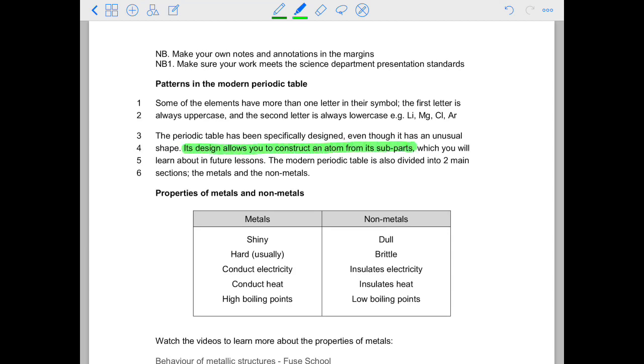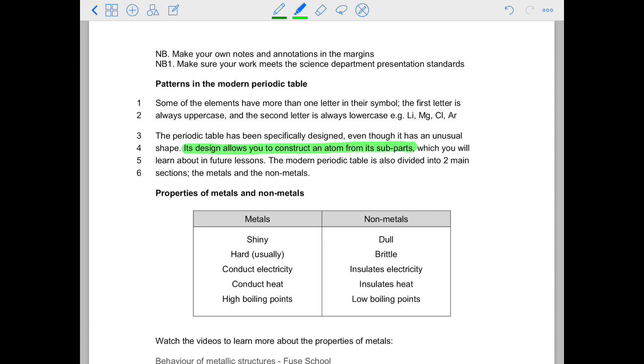So an atom itself is actually made up of slightly smaller things, protons, electrons, neutrons, which we will learn more about in future lessons. But the shape of it lets you see, oh, it's in period 2 and group 3. So you can construct it just from knowing that. Even if you don't know what element that is, you can put the atom together based on its part because of where it is on the periodic table.